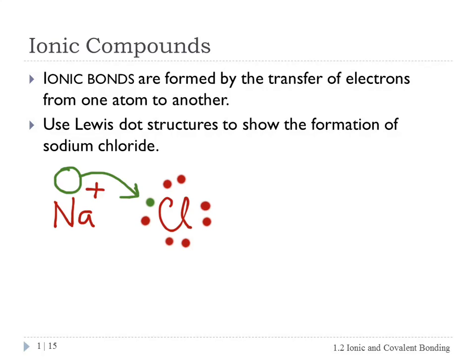Lost an electron. Yeah. So by losing that electron, sodium becomes a positive ion. And chlorine now has gained an electron, so it becomes a negative ion. Because the number of protons and electrons are not equal anymore. The number of protons in an atom doesn't change.